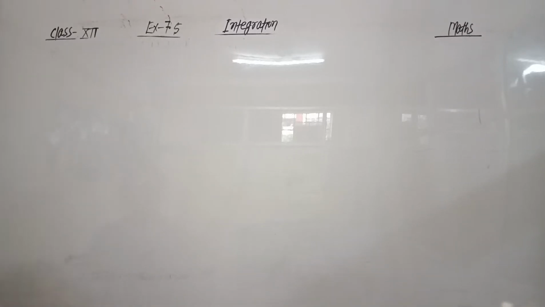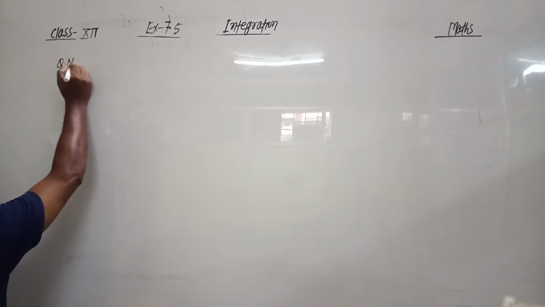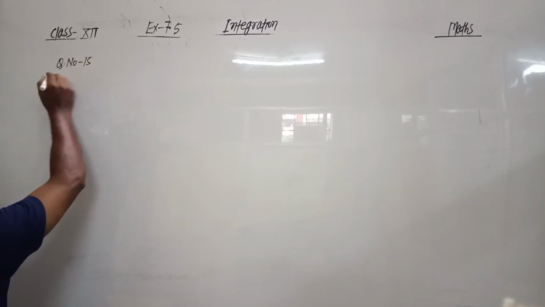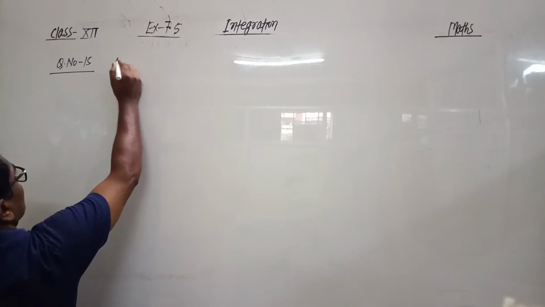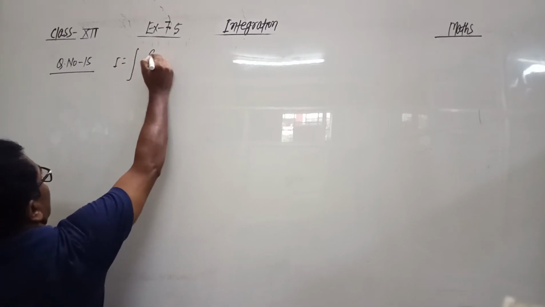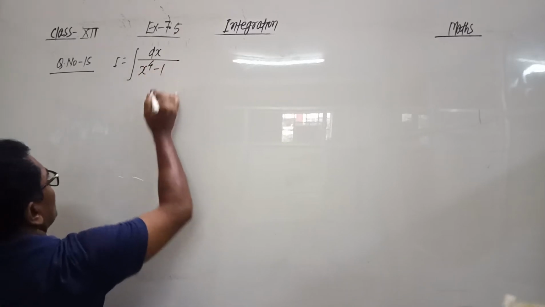We continue exercise 7.5 of integration, and in the previous video we have completed question number 15. Let us see question number 15. We have completed the 14 number question. So integration dx upon x raised to the power 4 minus 1.